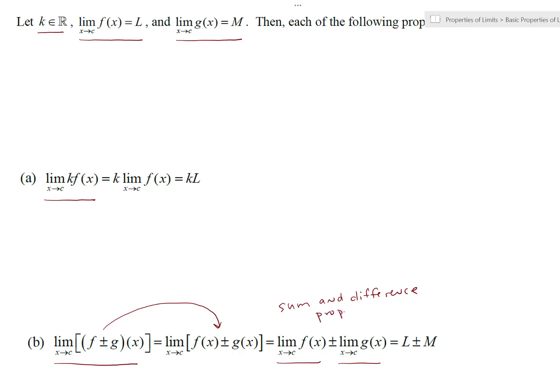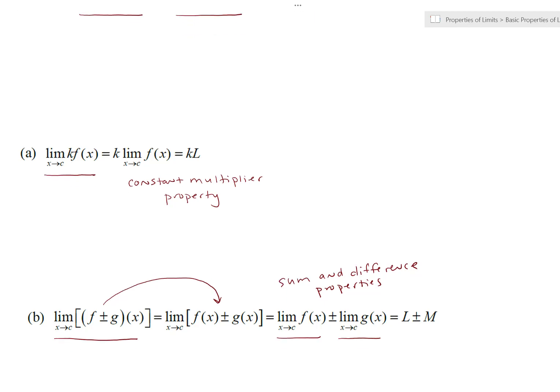for limits at least. And the one above that we just talked about, that was called the constant multiplier property. So if we know that the limit exists for f and g at the same location, c for x, then we can add or subtract the limits, and we can also multiply these limits by constants, and everything goes smoothly.